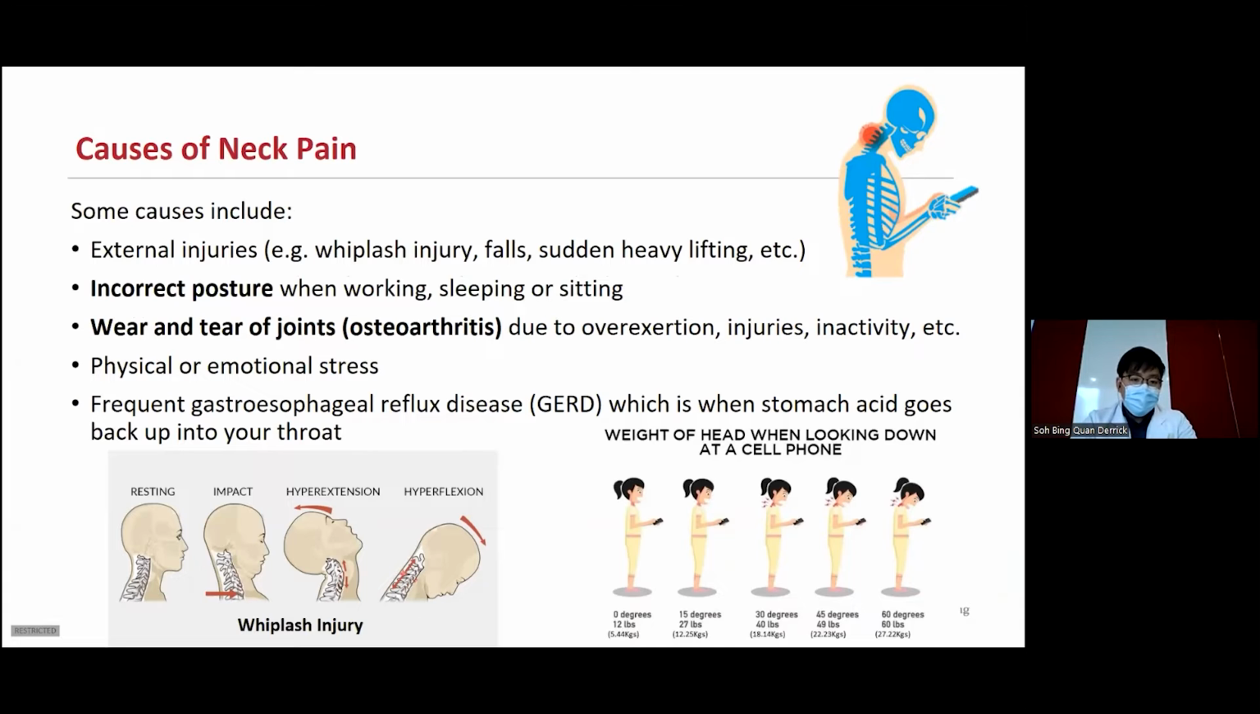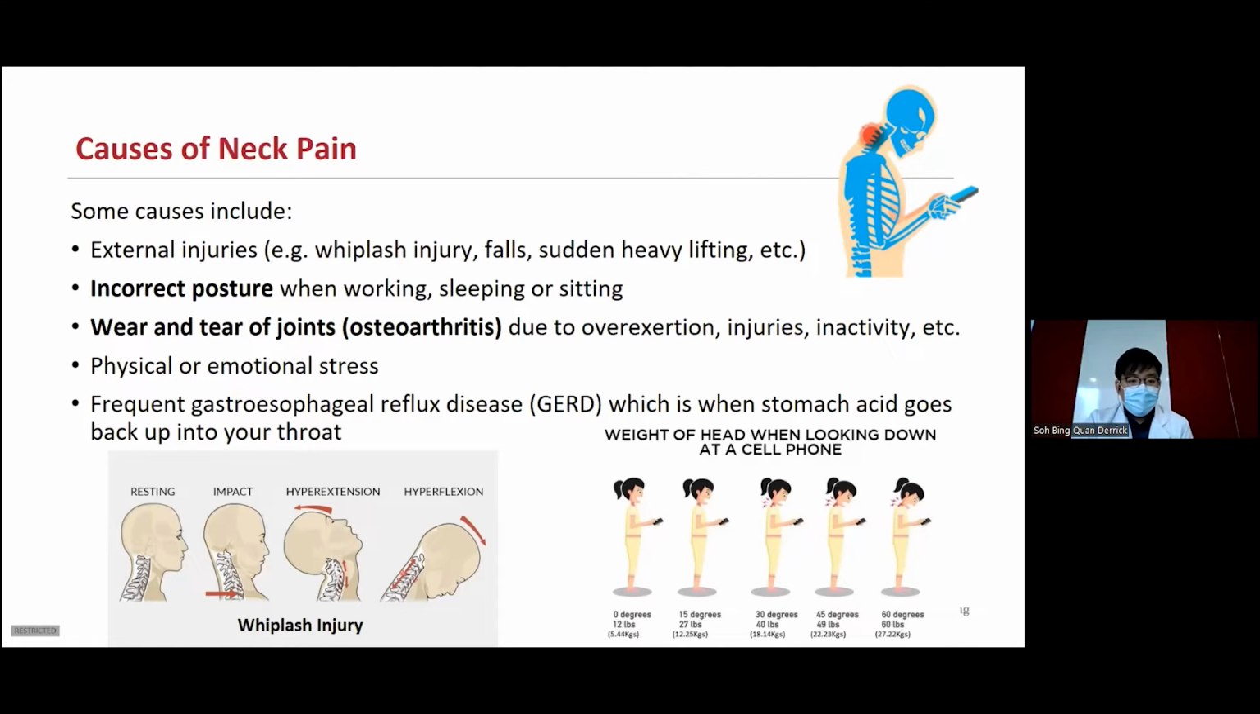So incorrect posture is how you sit, how you do your daily activities when you are working, when you're sleeping, or when you're sitting or doing your work. Okay, so incorrect posture, this one is one of the main things I'll talk about later, because all this posture is one thing that you can change on your own.